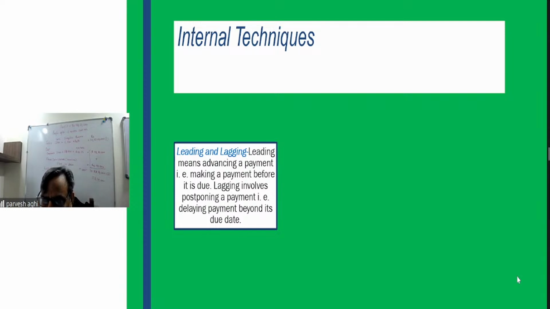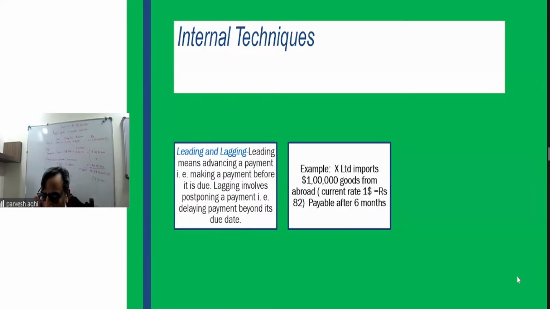So let's understand the internal techniques now. The first internal technique is called leading and lagging. Leading means advancing a payment, that is, making a payment before it is due. And lagging involves postponing a payment, that is, delaying the payment beyond its due date.